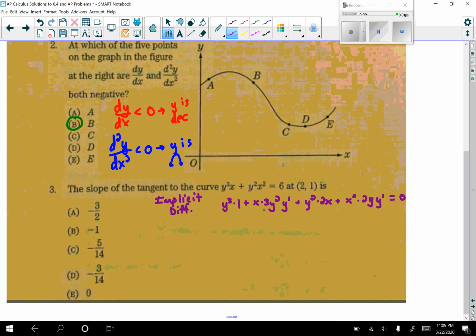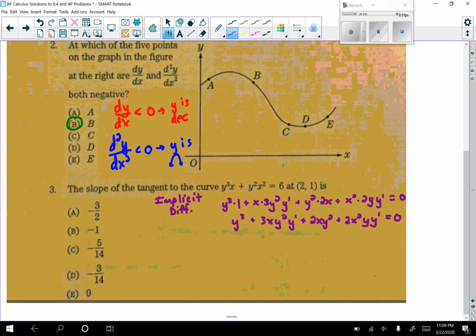Just to make it a little bit easier to work with, I want to pull all these coefficients out in front, so we'll get y cubed plus 3xy squared y prime plus 2xy squared plus 2x squared y, y prime.